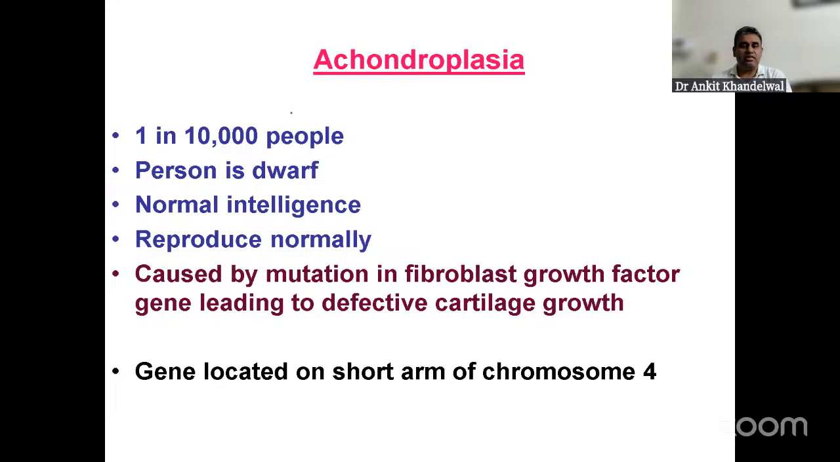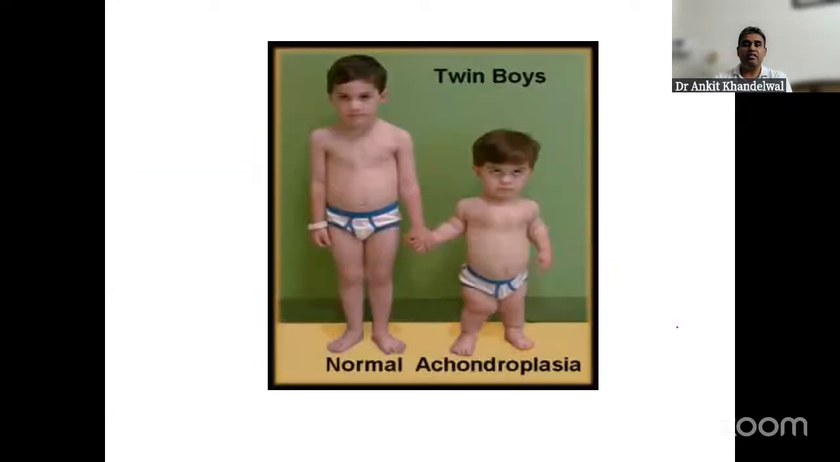What is achondroplasia? 1 in 10,000 persons is a dwarf, with less height, but normal intelligence, and they reproduce normally. It is caused by the FGF, fibroblast growth factor, gene, leading to defective cartilage growth. The gene is again located on the short arm of chromosome number 4. Here is an image of a normal child and twin boys, where one twin is suffering from achondroplasia.